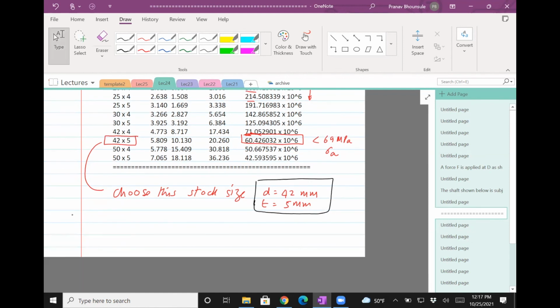Okay, so last question. This was finding the stock size, which is part A. Part B is asking to find the factor of safety, which is the max stress over the allowable stress. The max stress is 276, which is given to us, and the allowable stress we've now computed. It is 60.42. So the factor of safety is 4.56.